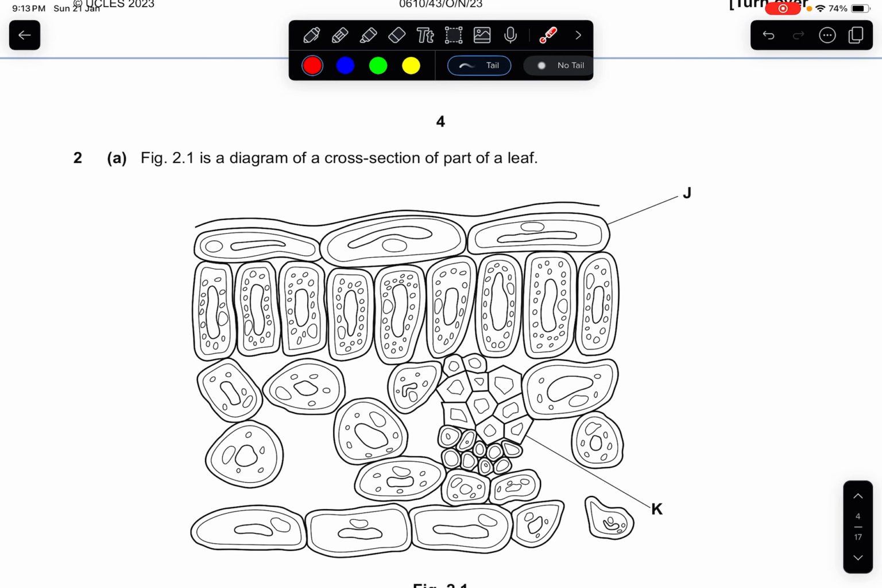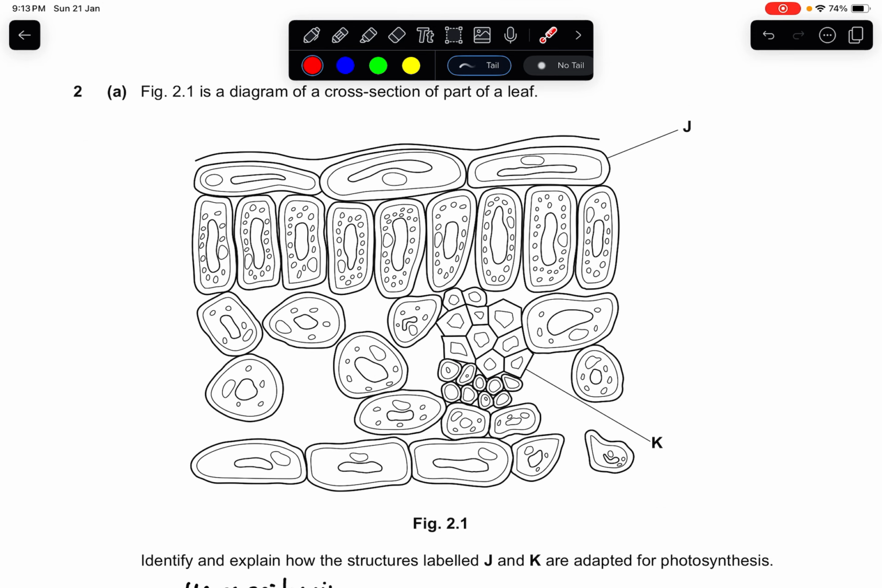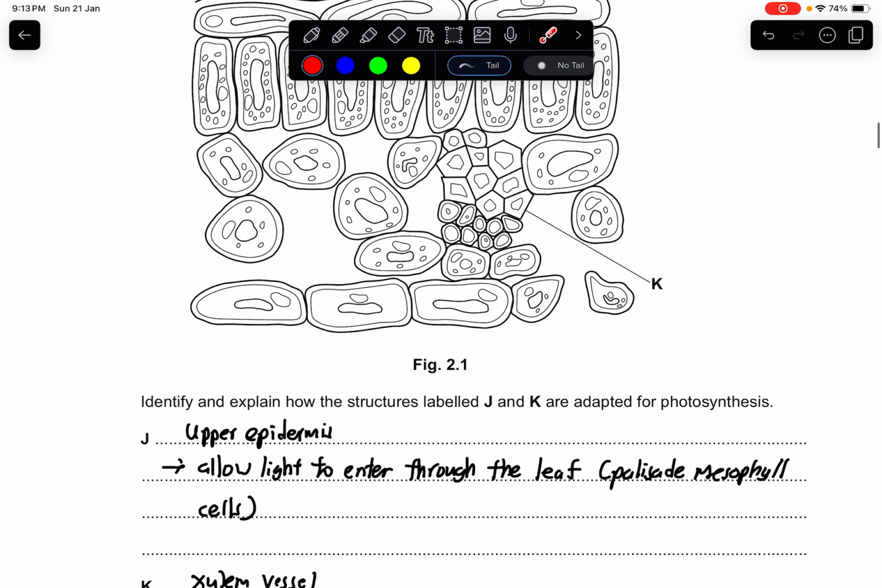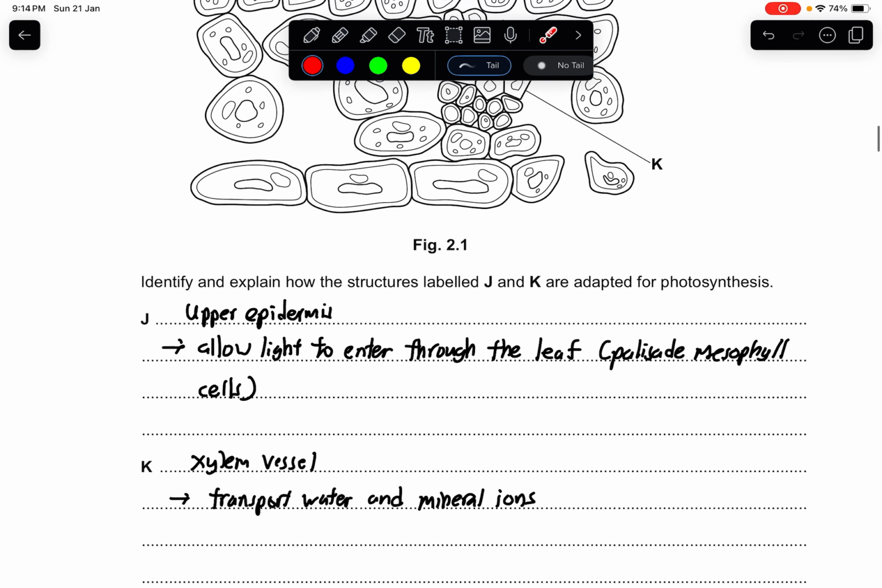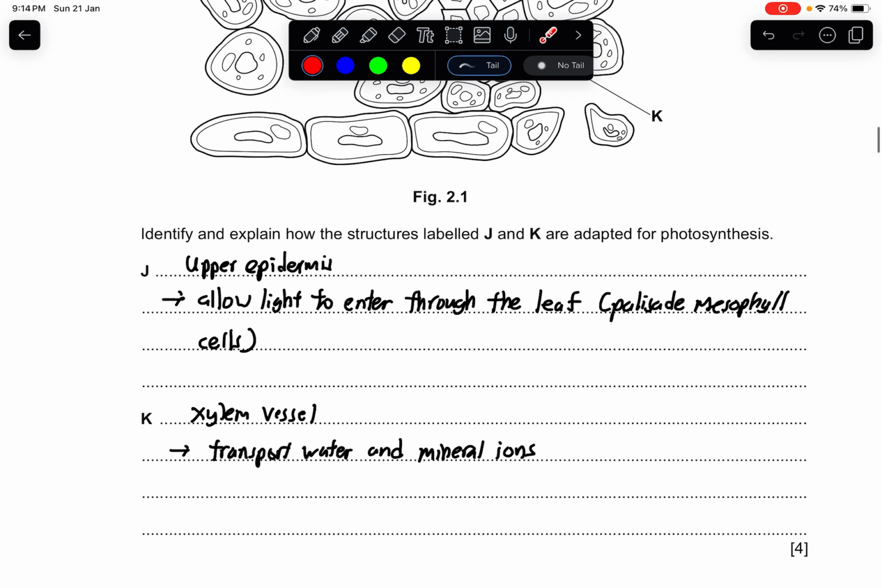Okay, question 2a. Figure 2.1 is a diagram of a cross-section of a part of a leaf. So they give you this, which is basically what is inside a leaf. So identify and explain how the structures labeled J and K are adapted for photosynthesis. So they give you 4 marks. So the first thing in this kind of question is to identify what is J, identify what is K. So for J, I have the upper epidermis, which gives me 1 mark.